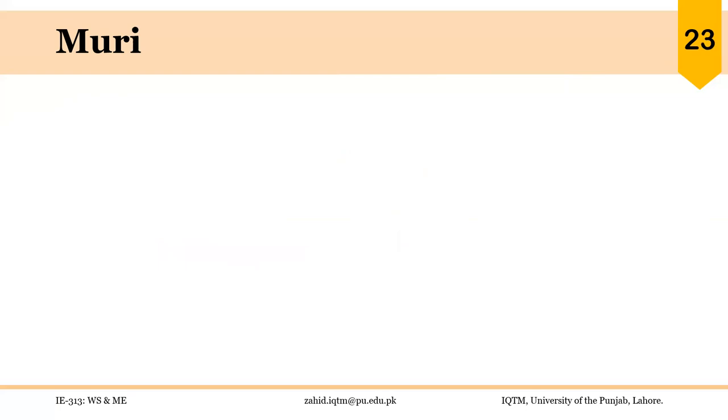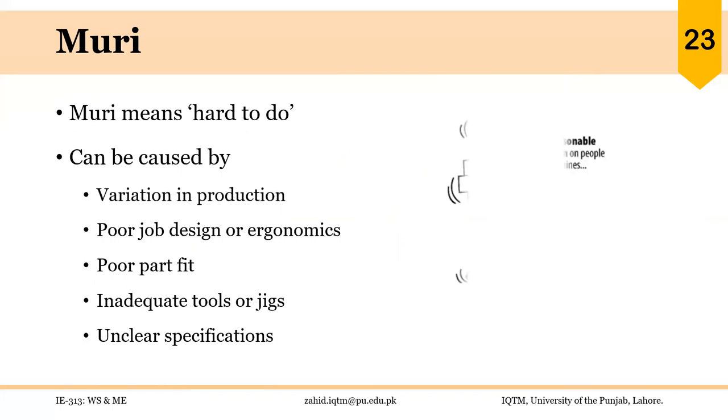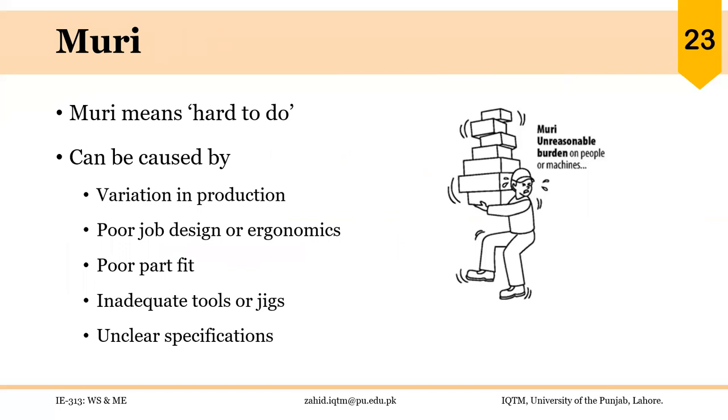Then we have muri, hard to do. So if the task to be done is greater than the capabilities of someone, if he or she is not trained to do that job, if it is more than the mental level or the intellectual capability of someone, all these are examples of muri. So hard to do can be because of different reasons. So it could be variation in production. The quantity to be produced is very hard in a certain time. The production targets are higher than what can actually be done in a certain time.